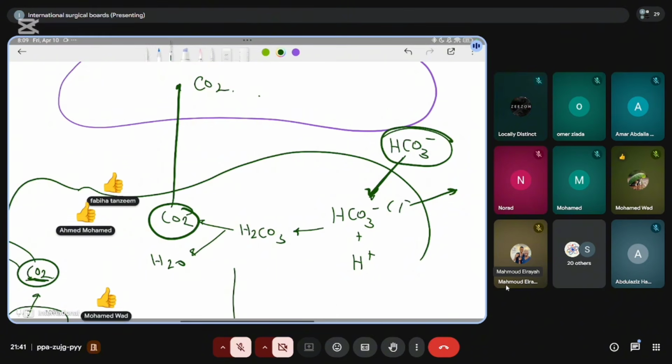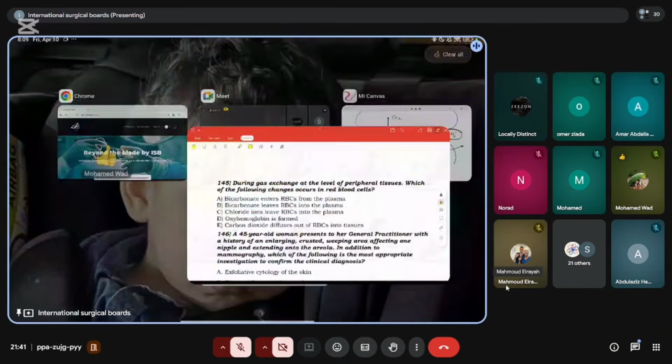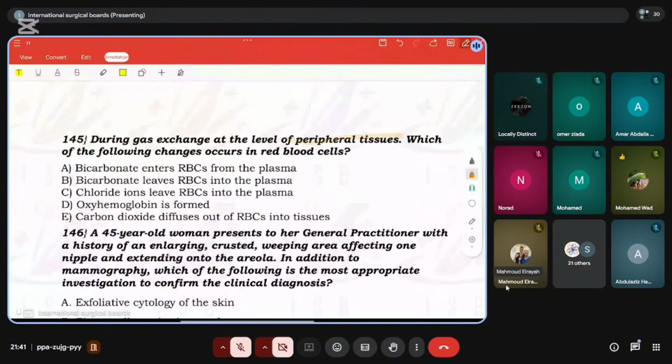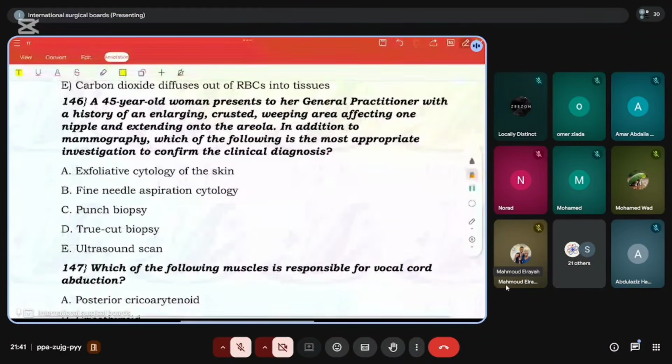So let's go back to the question. Now you guys tell me, at peripheral tissue, what happens? We said chloride enters, bicarbonate leaves. So option B, bicarbonate leaves the red blood cell into the plasma. So it's simple. Okay, let's move to the next. Before we move, is it clear to everyone, this concept, chloride shift? No questions? Good, let's see the next one.